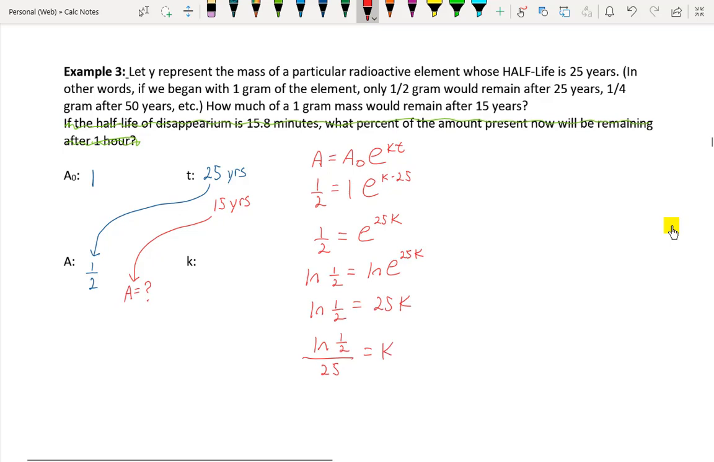Now again, there's no reason to take out your calculator here yet. Now what we want to do is go back and plug in and see if we can solve for 15 years. So now I know that my amount at the end, my a value, is just going to be a. My initial amount is still 1 times e to the k times, and this time the t value is going to be 15.